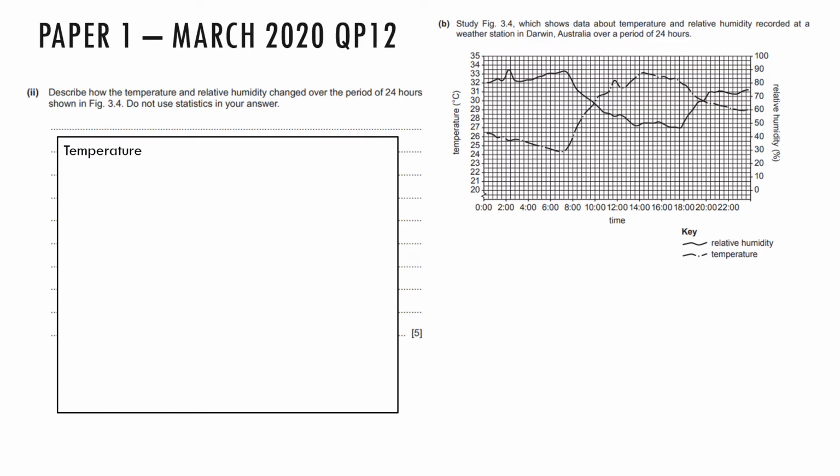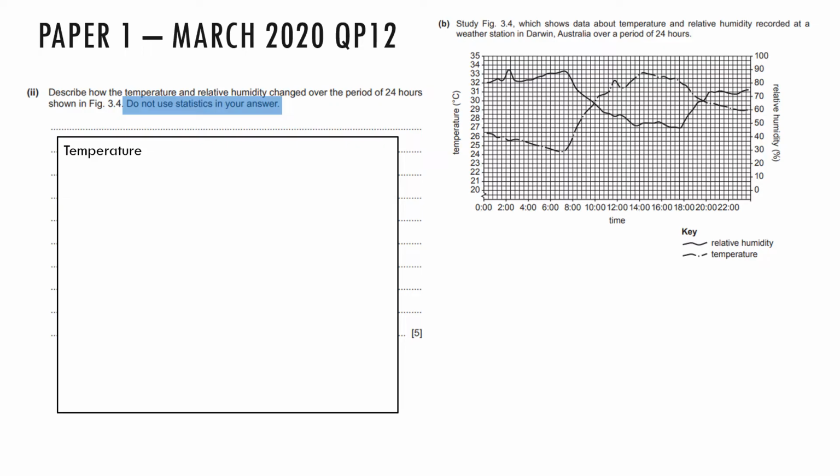Like I said at the start, sometimes you're required to describe changes in the data that's being collected. So here's one about relative humidity and temperature over the past 24 hours. Now, in these types of questions, it can be quite frustrating, although they're straightforward. If you have to describe and you know that you can use statistics, it always gets you a mark. It's always frustrating when this is written: do not use statistics in your answer.